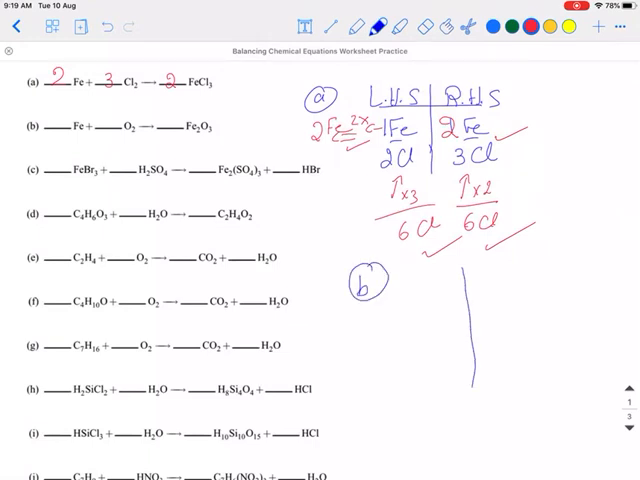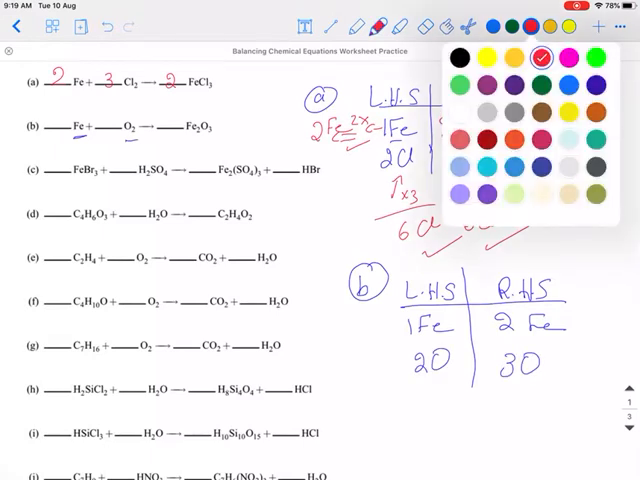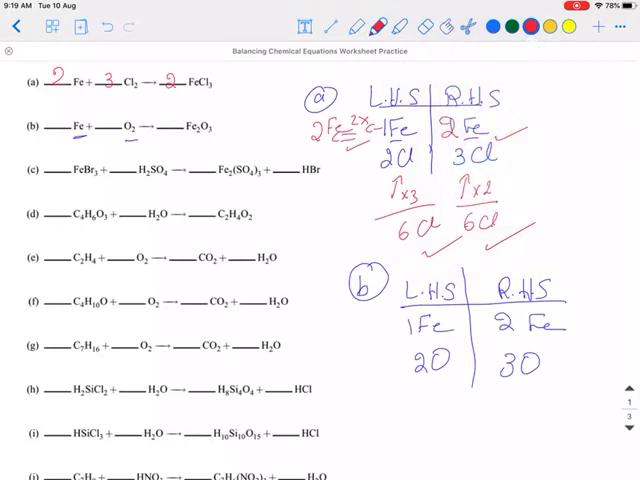We have Fe plus O2 to give Fe2O3. Again, using the same methodology, we need the number of atoms on both sides to be equal. 1 Fe on the left side and 2 Fe on the right side. Before balancing, 2 oxygen on the left hand side and 3 oxygen on the right hand side. They are not balanced. I will make them balanced.